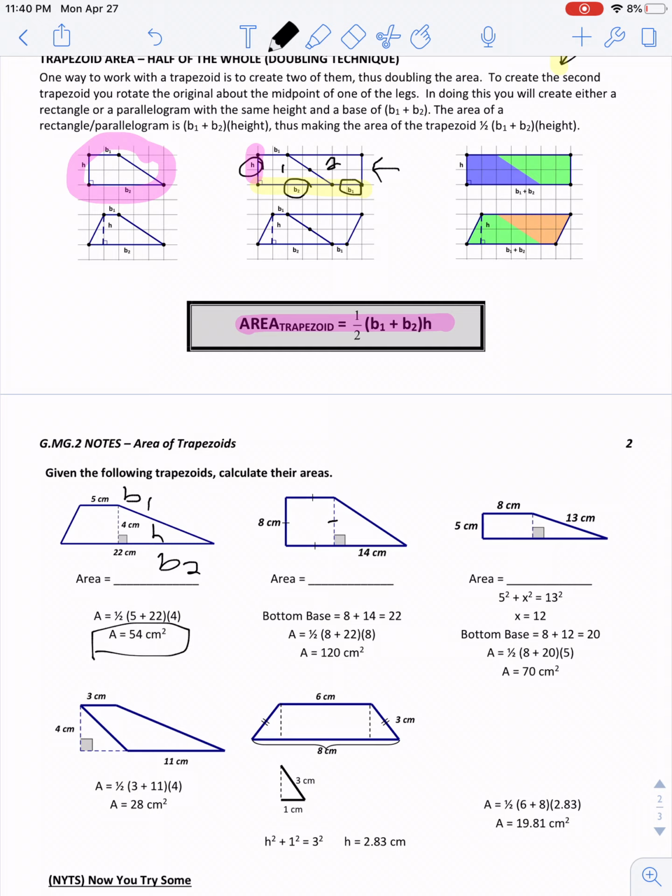But they're treating it as a trapezoid, so they have base 1 up here, they know is 8. Base 1 equals 8. They know this is 8, and that's 14. So base 2 is 8 plus 14, or 22. And then the height, it's just 8, because there's a right angle here too. So our equation is 1/2 (8 plus 22) times 8, and that comes out to be 120.